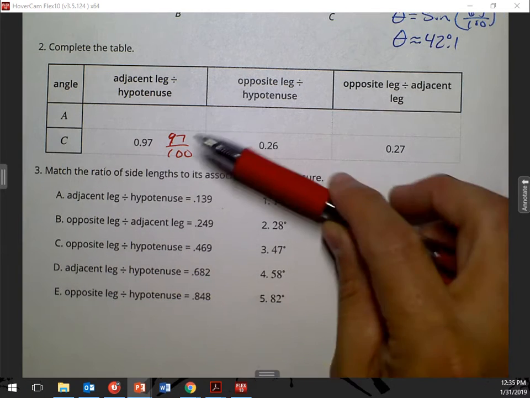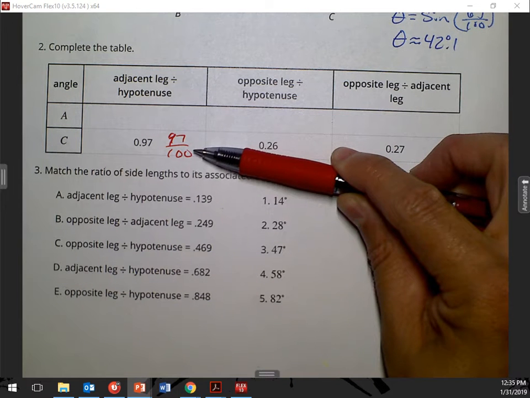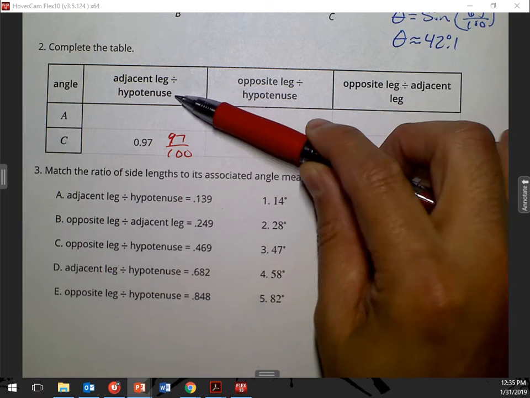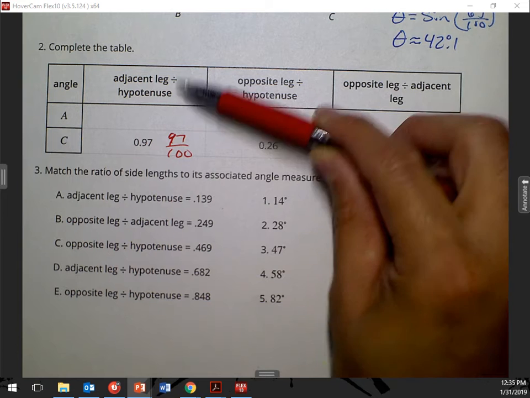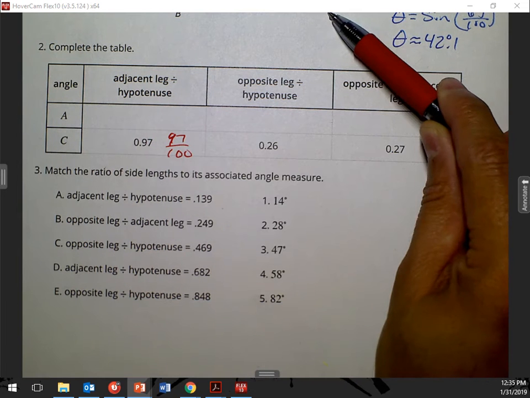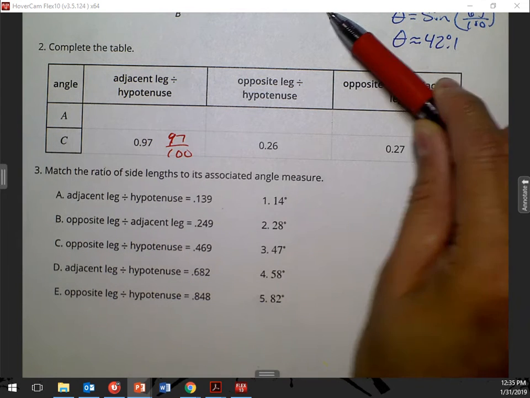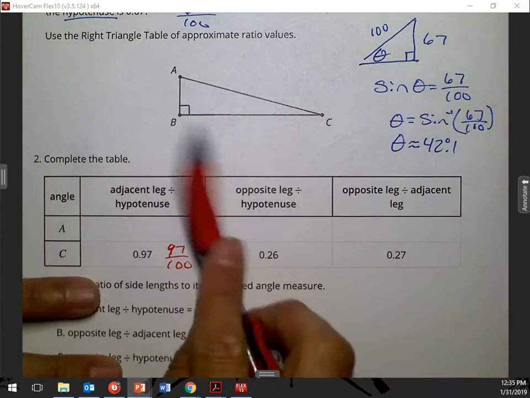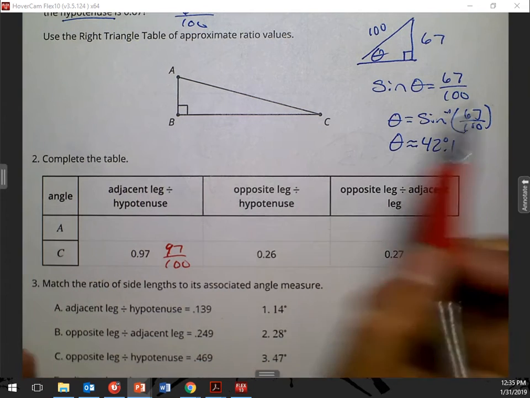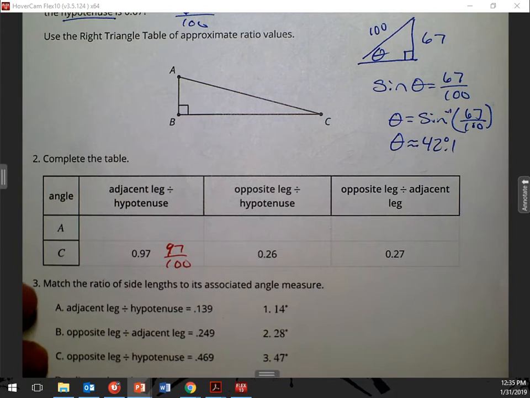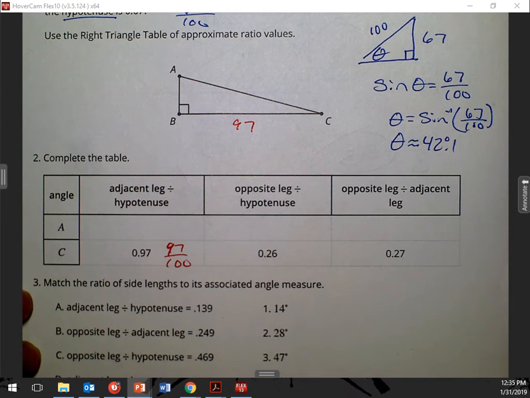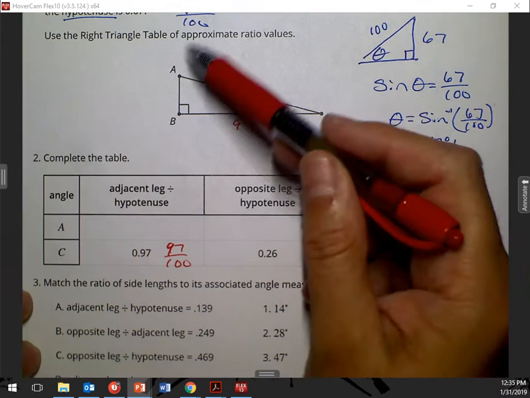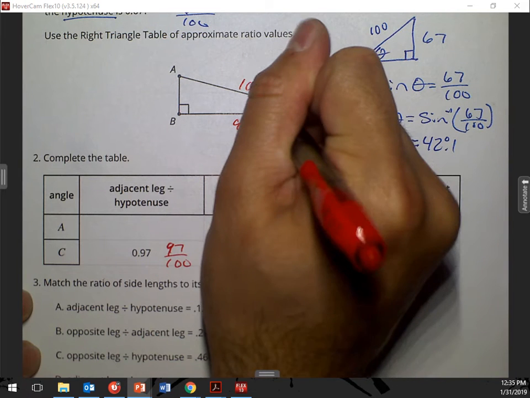Okay, so now this says adjacent over hypotenuse. That's what that means, adjacent over hypotenuse. So from C, what is adjacent to C? Right here, BC, right? You can't see. Oh, I'm sorry. Yeah, there we go. It would be BC, wouldn't it? So what number is going to go right there on BC? 97. Very good. So my hypotenuse is what side? AC. I'm going to put 100 on AC.